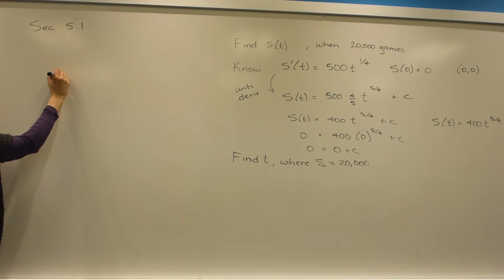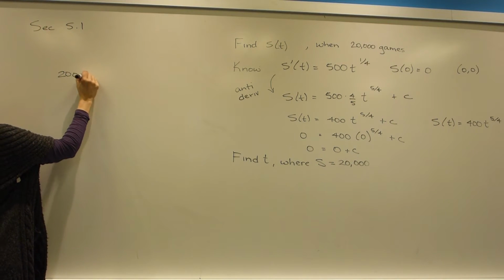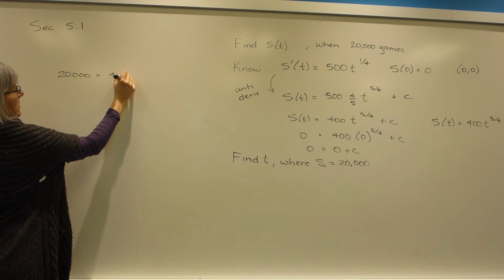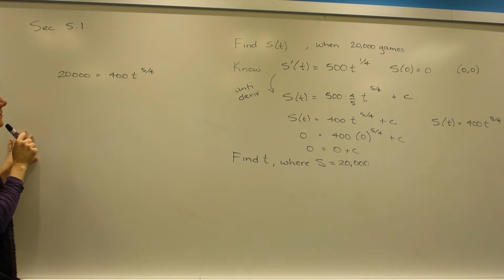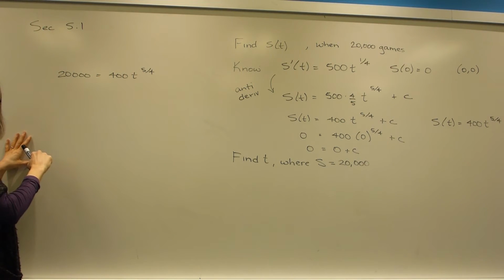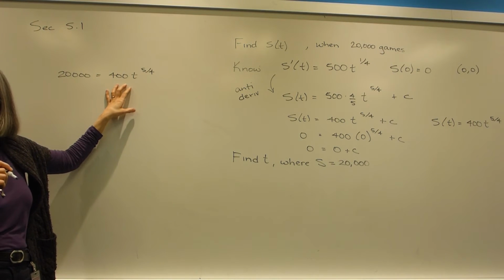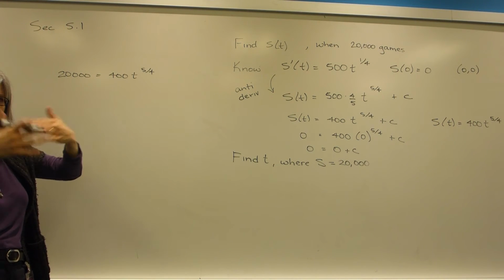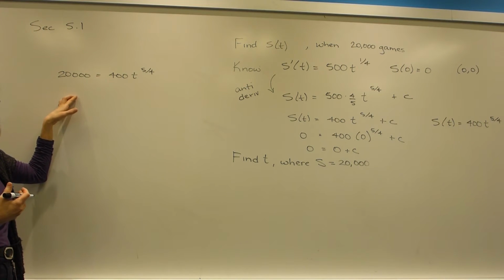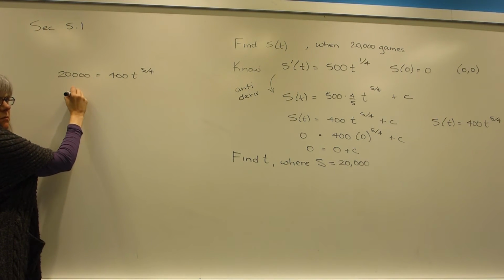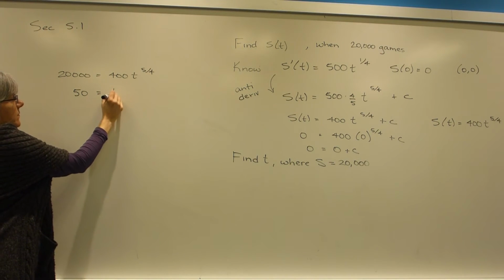So we have 20,000 equals 400 T to the 5/4. First thing we'll do is divide by 400. Remember, we're trying to get to T, so we need to start peeling back the layers. The first layer we're going to peel back is to divide both sides by 400. Is that 50? Okay.